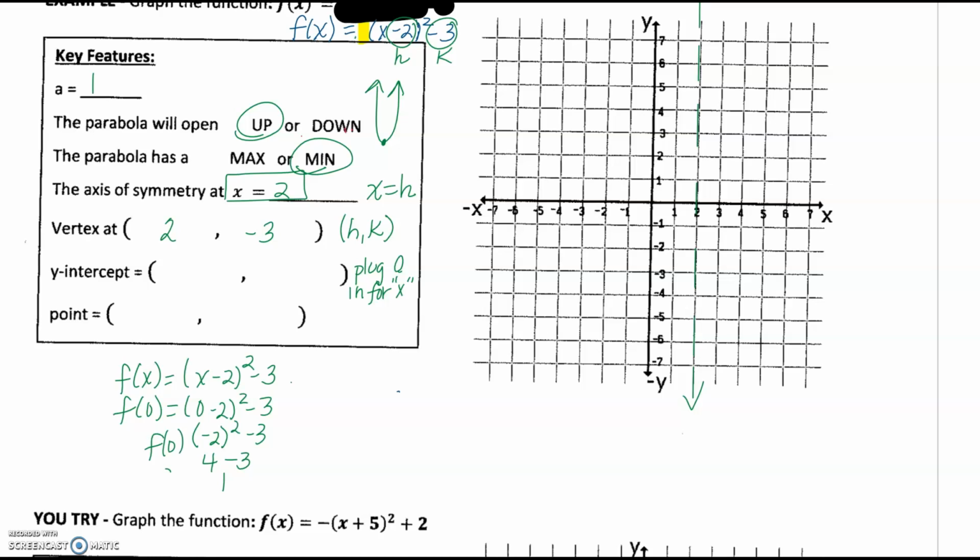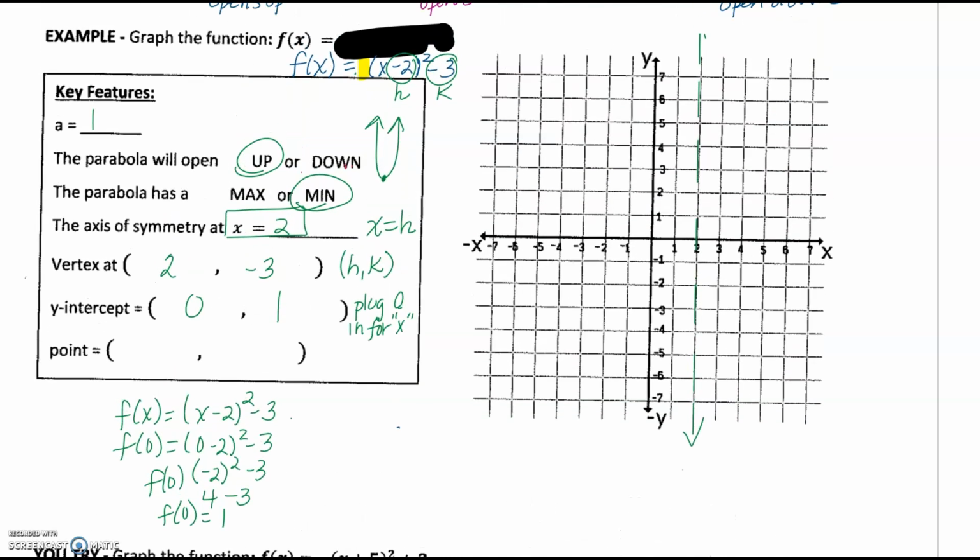The f of 0 equals 1. When I input 0, I output 1. It's crossing the y-axis at 1. Okay, we'll identify our last point at the end. So if I go over here to my graph, I see that I already have my axis of symmetry going through 2. Remember, that's a dotted line.